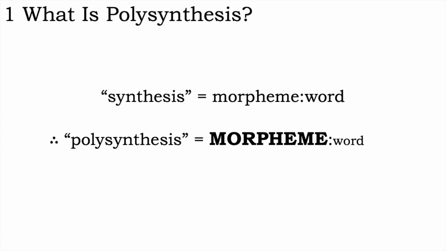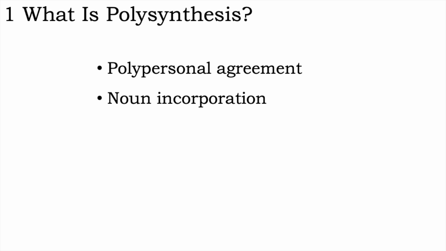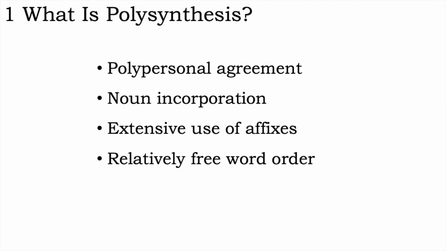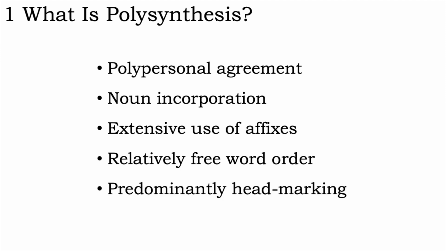In practice, this generally means that the language has verbs that show polypersonal agreement, permits noun incorporation within verbs, makes extensive use of affixes to mark other categories, such as adverbial notions expressed with separate words in less synthetic languages like English, has relatively free word order, and is predominantly head marking. Not all polysynthetic languages have all of these characteristics. Some Eskimo-Aleut languages, for example, lack noun incorporation under most definitions, but most polysynthetic languages probably have most of them.